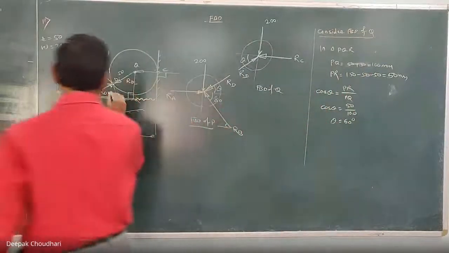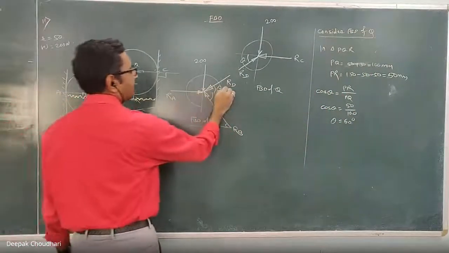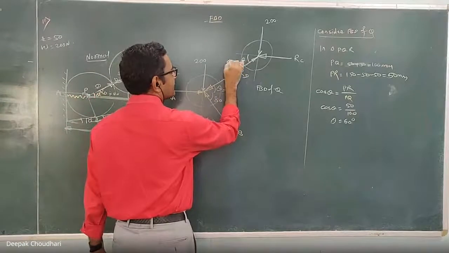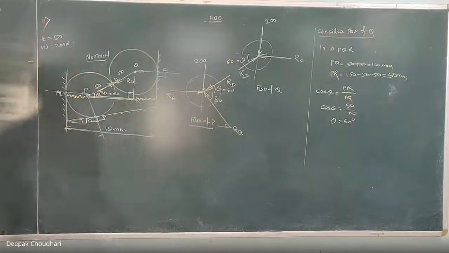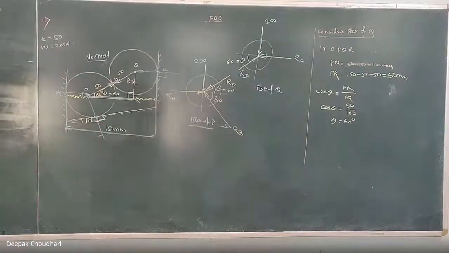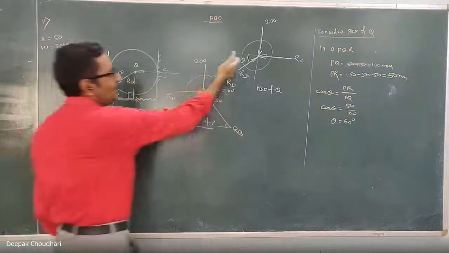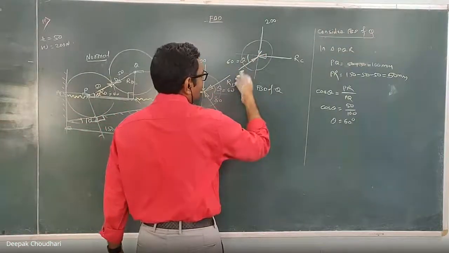Okay, how much did this theta come? It is 60 degree. Here it is 60 degree. Any doubt? Did you understand now? Now for Q apply the Lami's theorem. We got the angle. There are three concurrent forces, and out of them two are unknowns.